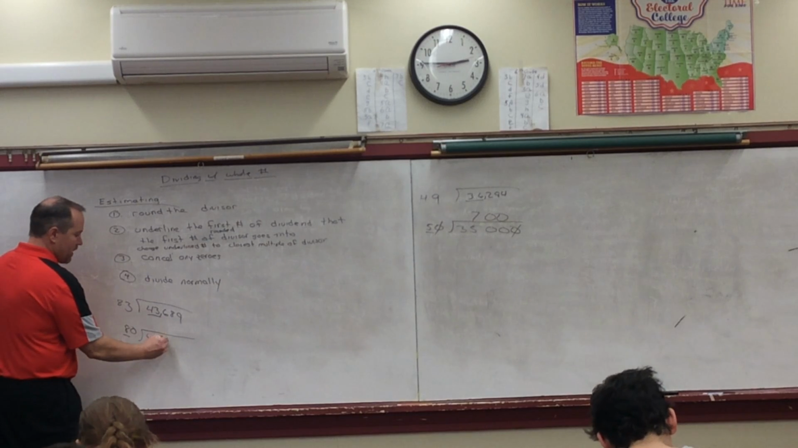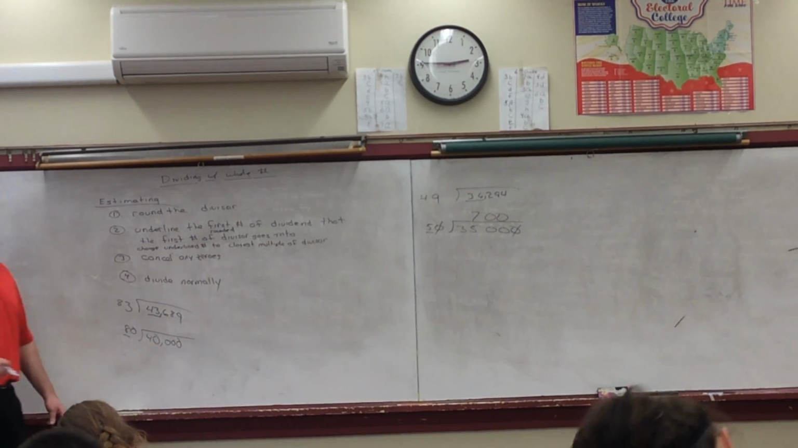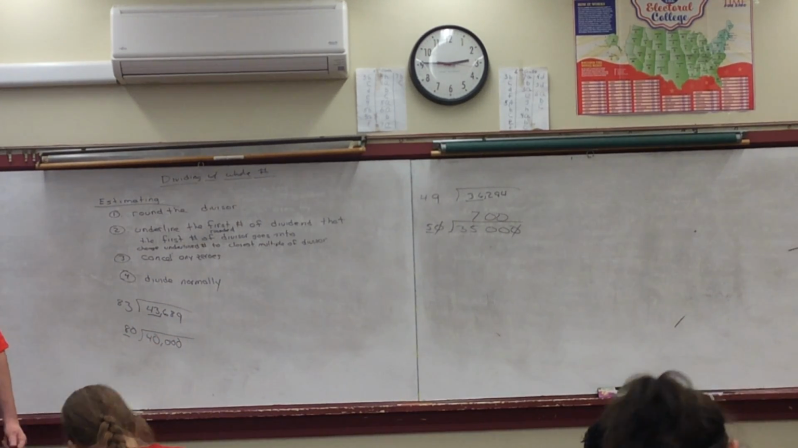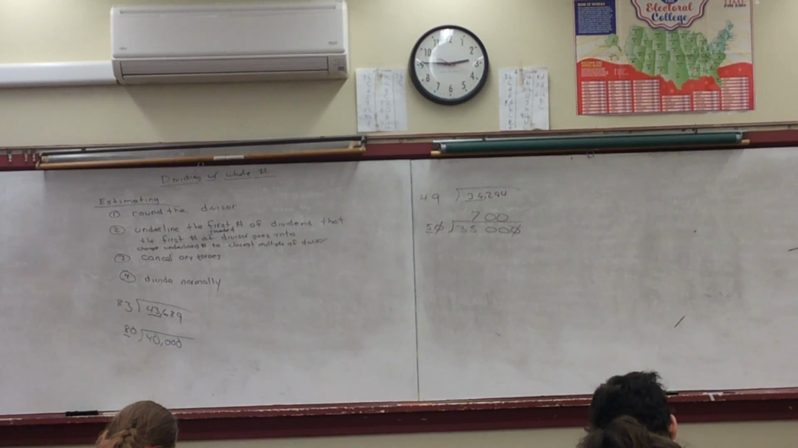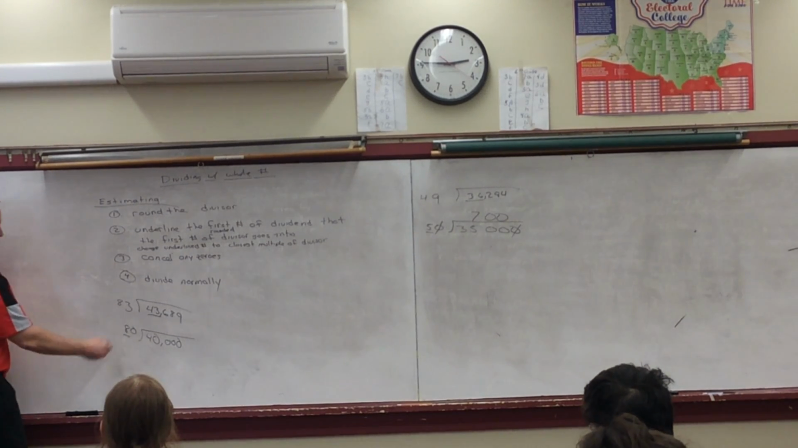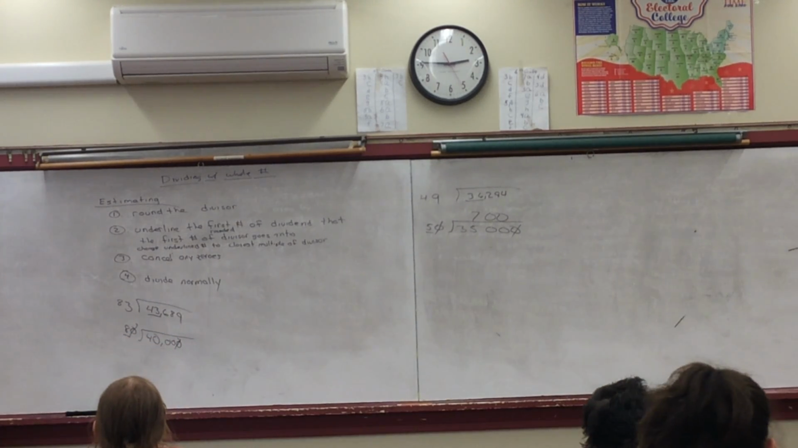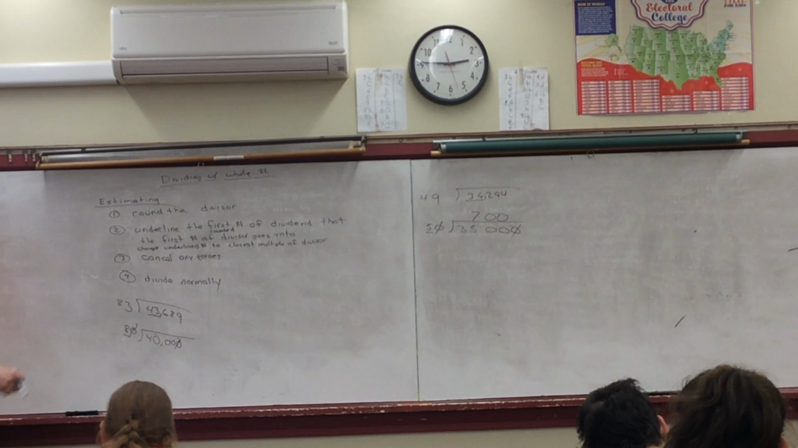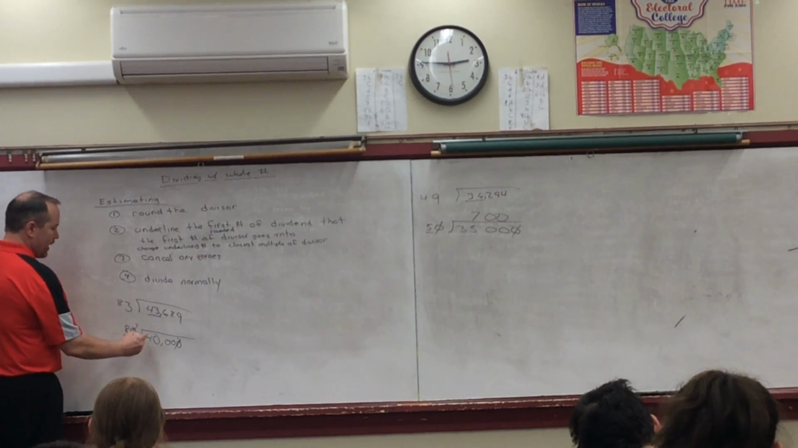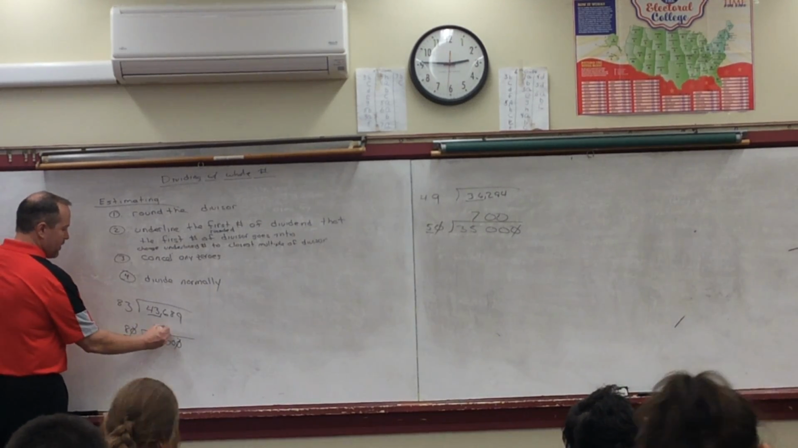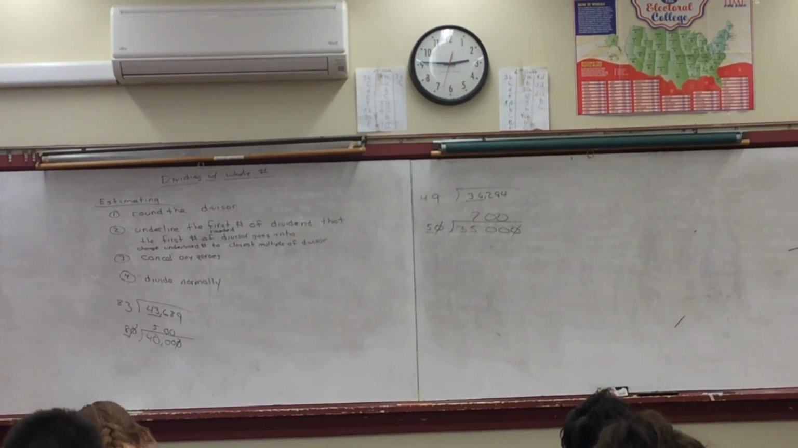And then everything else is going to become a 0. Keep in mind, when we're estimating, we can round it up. Now, next thing, we're going to cancel out zeros. And now the first number the 8 goes into is? 8 goes into 40 5 times. Bring those zeros up, and your answer is 500.